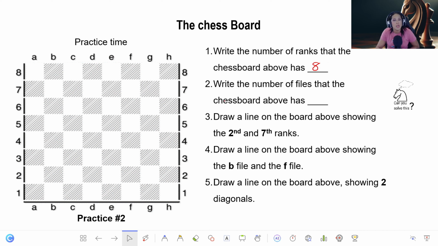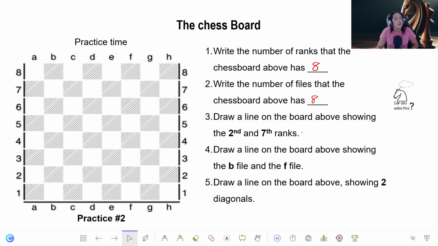Now, exercise number 2 on this practice is write the number of files that the chessboard has. The files are identified by the letters, and if we count them, we will notice that we have 1, 2, 3, 4, 5, 6, 7, 8 of them as well.